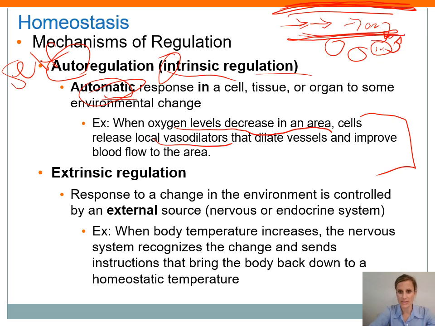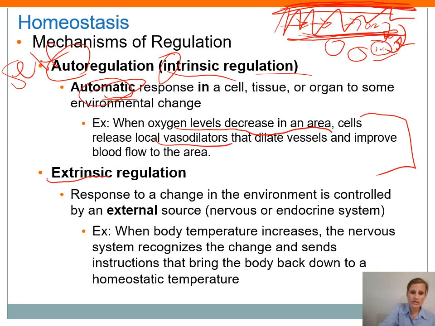Right, the vessel opens up, and now we have more blood come, more oxygen gets delivered, and the problem is fixed. That is auto-regulation. This cell had a problem, and it fixed the problem for itself. It did not rely on any other control mechanism. It didn't need the brain to tell the blood what to do. It didn't need a hormone to tell it what to do. It fixed the problem itself.